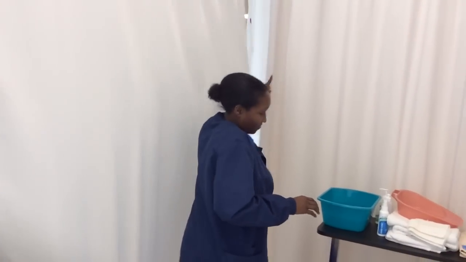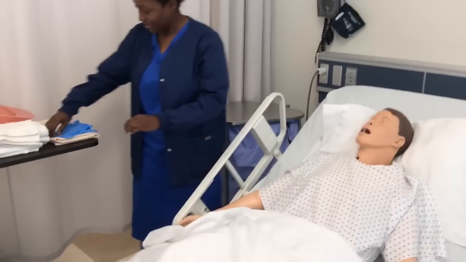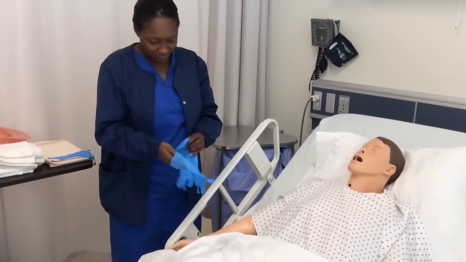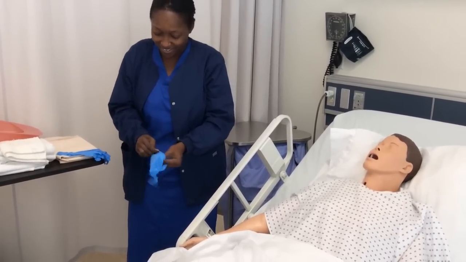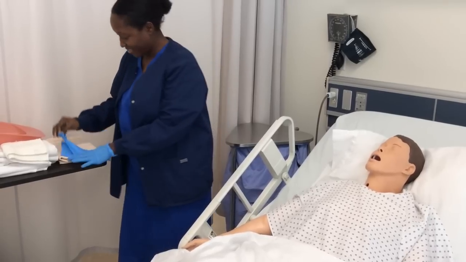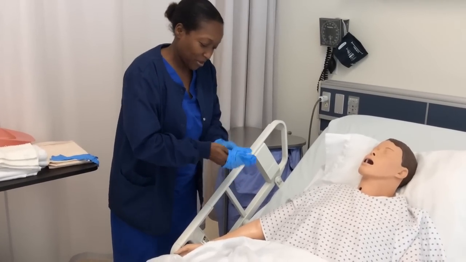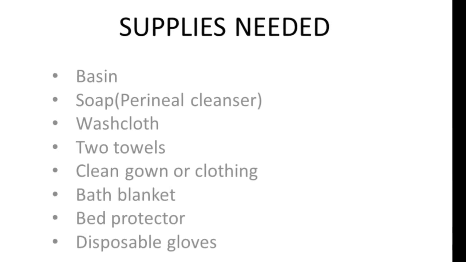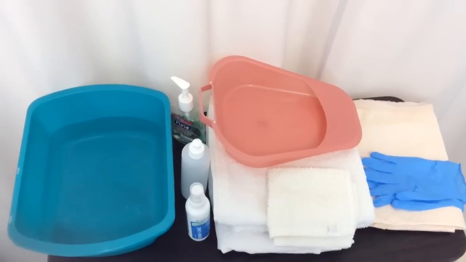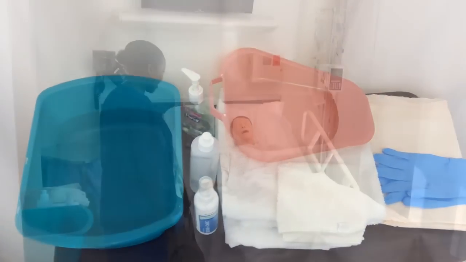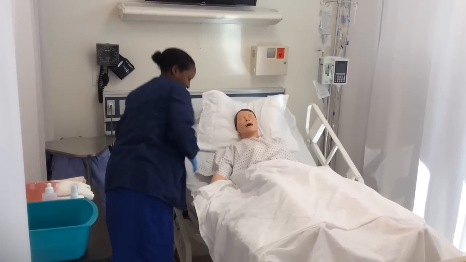When entering the room, provide patient privacy. Introduce yourself and confirm your patient. Apply your gloves and let the patient know what you are there for. Lower the side rail and place a waterproof pad under the patient's buttocks.